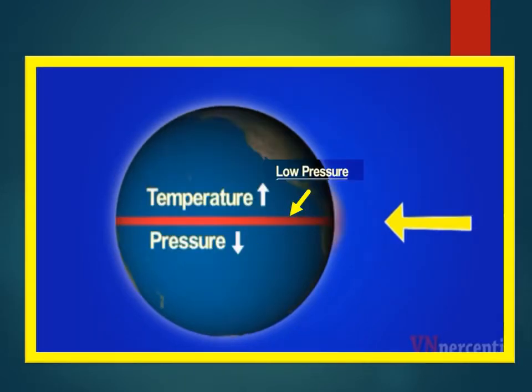Now, since the equatorial regions receive the direct rays of the sun, what happens? This belt becomes very, very hot. So the temperature rises here. And when temperature rises, pressure becomes low. So this creates a region of low pressure. And that is why this region, this red band, this zone that you see, is called the equatorial low pressure belt.